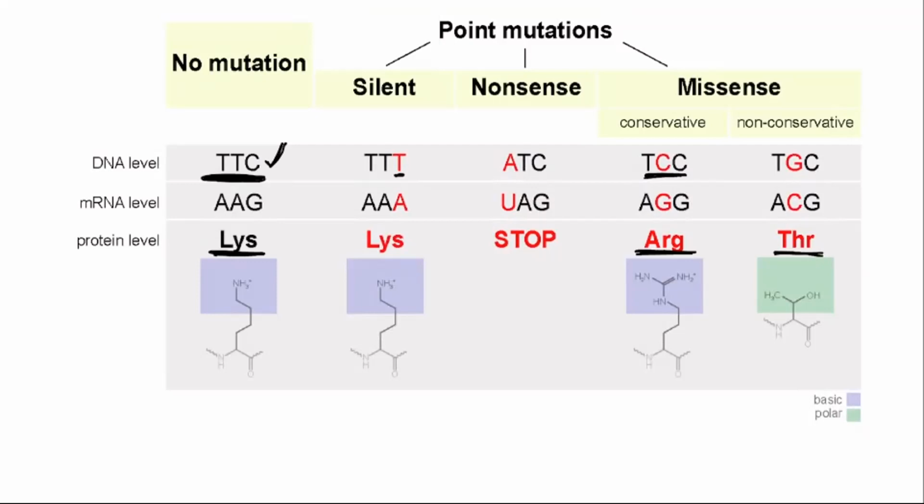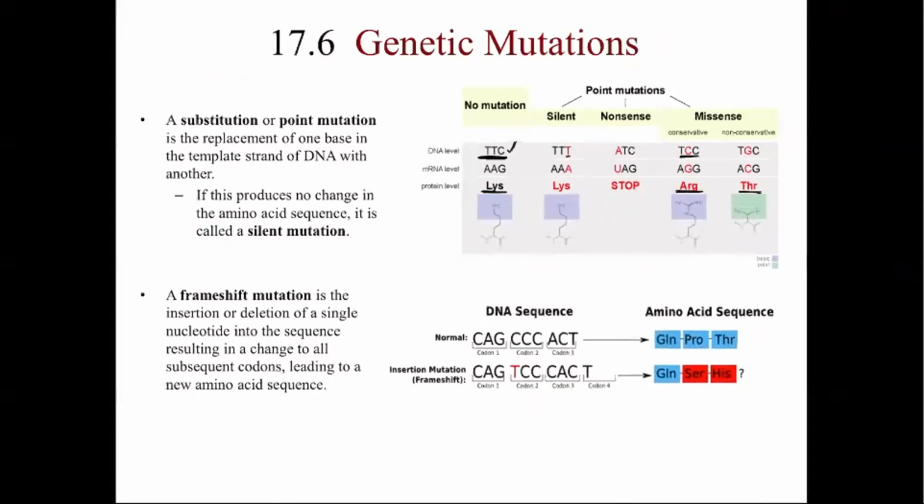Any questions about the different types of mutation? Point mutations in the 4 different classes, or frameshift mutations?